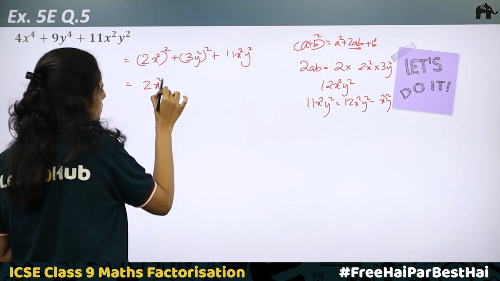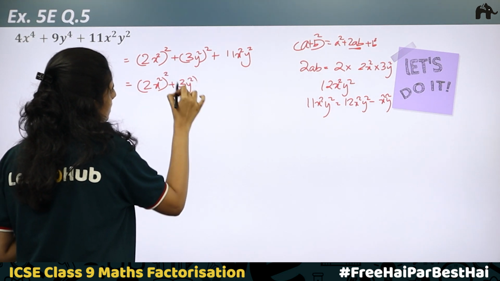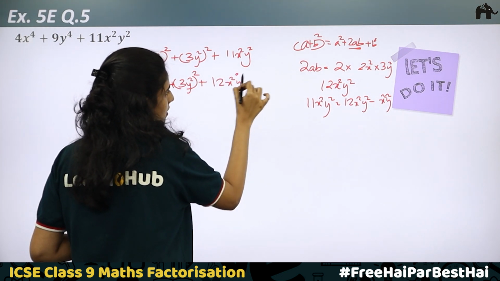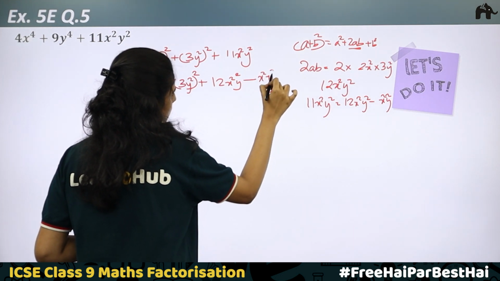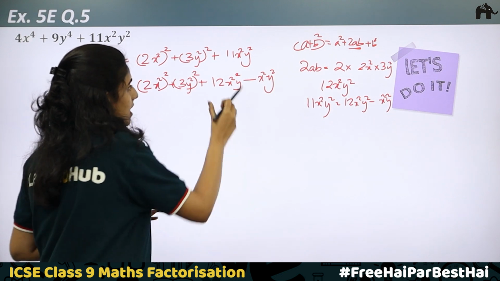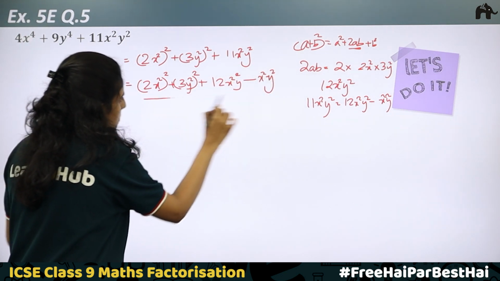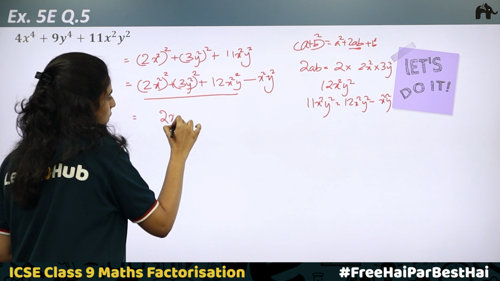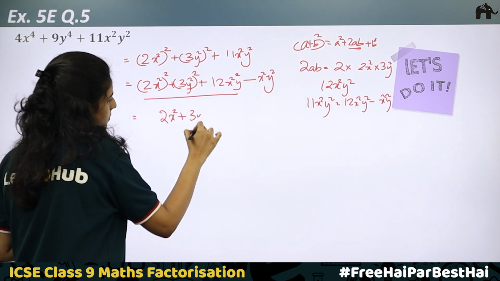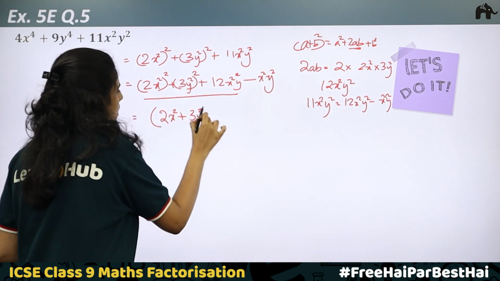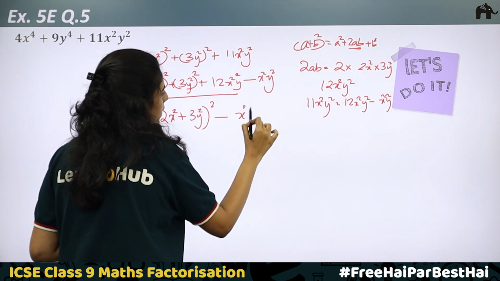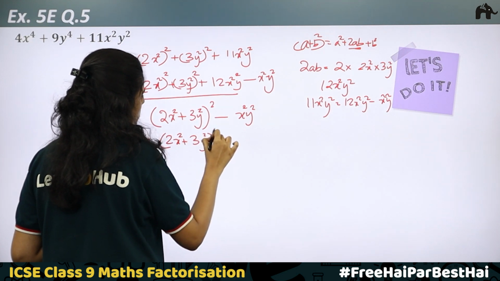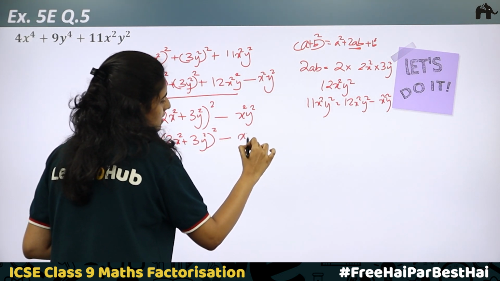So, this is equal to (2x square) the whole square plus (3y square) the whole square plus 11x square y square, which is 12x square y square minus x square y square. Okay, so this 12x square y square is our 2ab part. Now, this part when taken, you will be getting in the form (a plus b) whole square. So, here in place of a we have 2x square and in place of b we have 3y square. So, (2x square plus 3y square) the whole square minus x square y square, or (2x square plus 3y square) the whole square minus (xy) whole square.